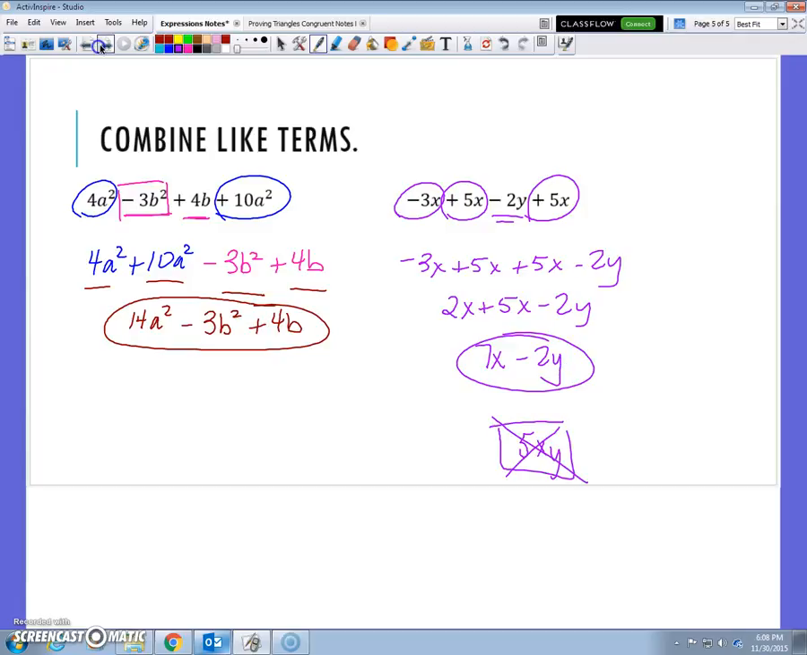So that's it for today. Combining like terms, and like I said, I want to emphasize again, these are expressions, not equations. Okay, expressions. There's no equal signs. I shouldn't see any equal signs on your paper today.